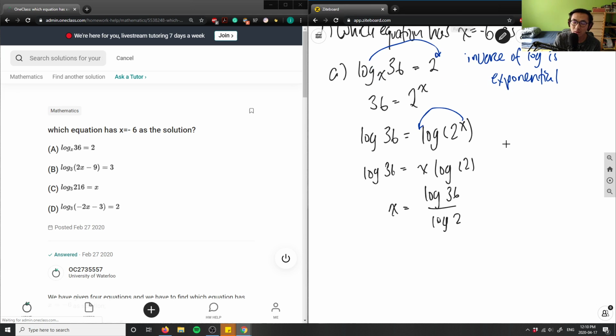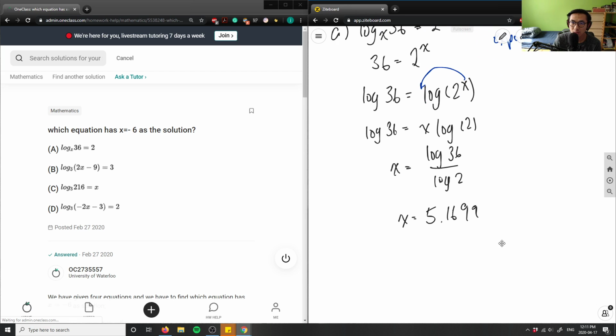And this here I can plug into my calculator. So x would equal, let me see here, log 36 divided by log 2 would get me like 5.17 or something like that. 5.1699 or something. So if I plug it back into my x here, I get very, very close to 2. So this here is my answer for A, which is not x equals negative 6, right? So A is not the correct answer. Okay, let's do B now.